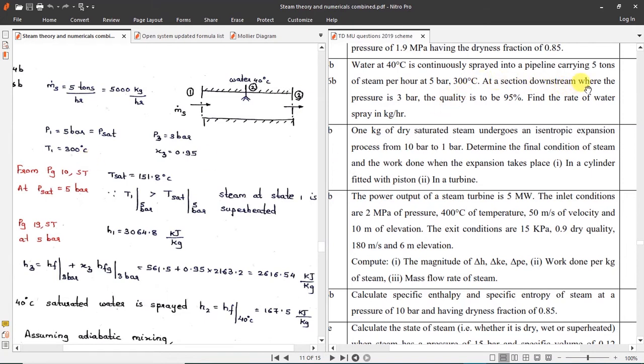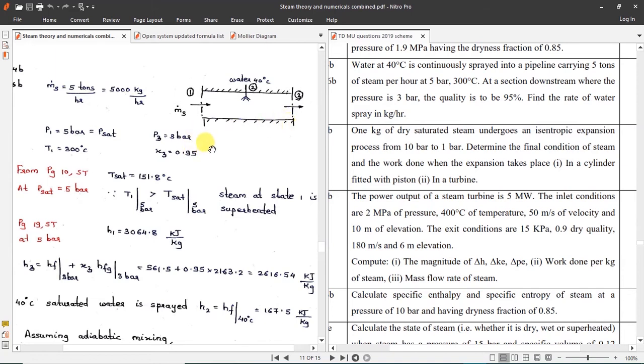At a section downstream where the pressure is 3 bar, this is the steam in which water is sprayed, and at section 3 you have pressure P3 as 3 bar and quality 95%, means X3 is 0.95 dryness fraction. What you have to calculate? You can understand over here point 1 pressure is 5 bar, and once the water is sprayed, at point 3 the pressure is reduced, and at point 3 we get wet steam. Why wet? Because water is sprayed, so the steam will have some water particles, so it will become wet steam.